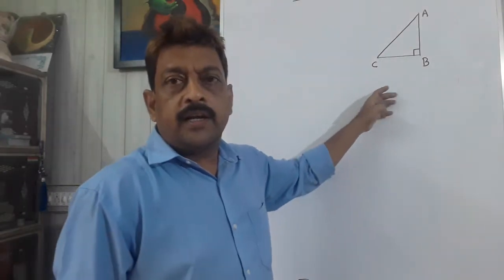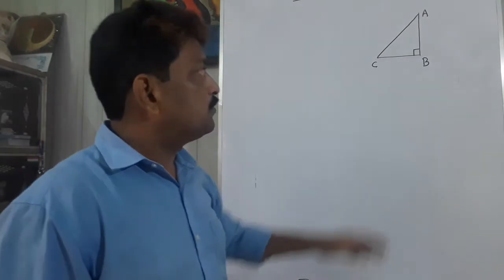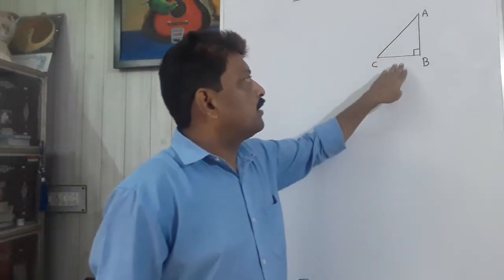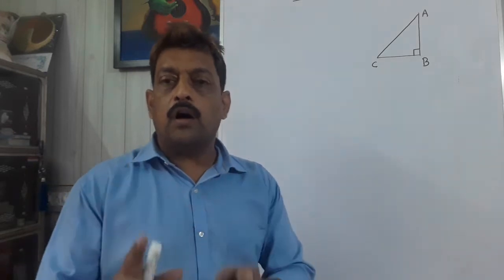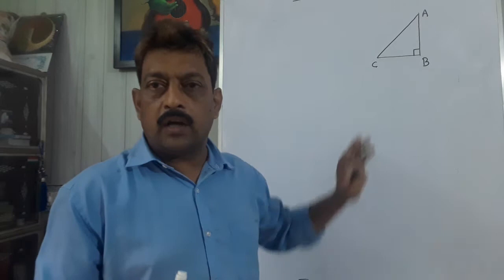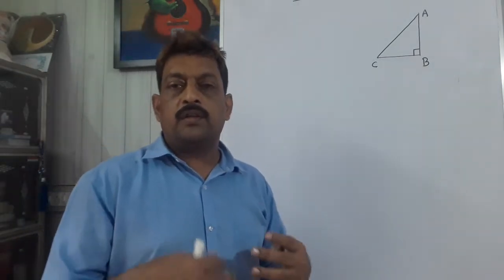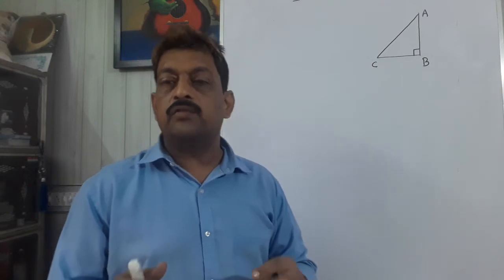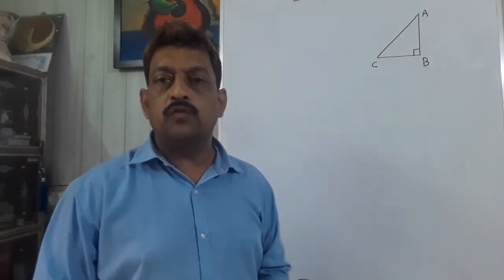ABC is a right angle triangle with angle B as the right angle, AC is the hypotenuse, AB is the perpendicular, and BC is the base. Now I am going to show you how we are getting those formulas that I have told you just now: sin square A plus cos square A equals 1, sec square A minus tan square A equals 1, cosec square A minus cot square A equals 1. How are we getting those formulas?